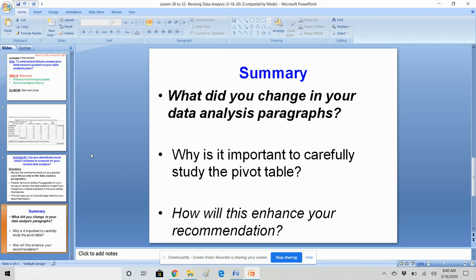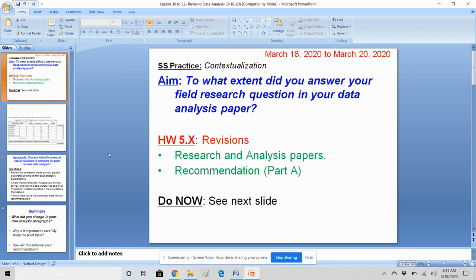Level two, looking at the pivot table itself for highs and lows. What numbers stand out the most and why? And then level three, adding different numbers in the table to find out how many people are at least satisfied, how many people are at least not satisfied, whatever it is that you might be asking. In the conclusion, keep in mind for the data analysis paper, you should discuss how your data will enhance your recommendation, right? And that should cover everything.